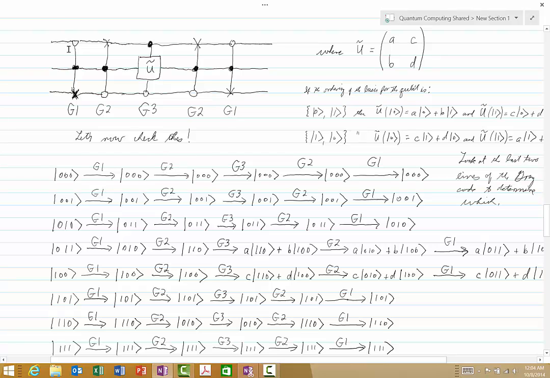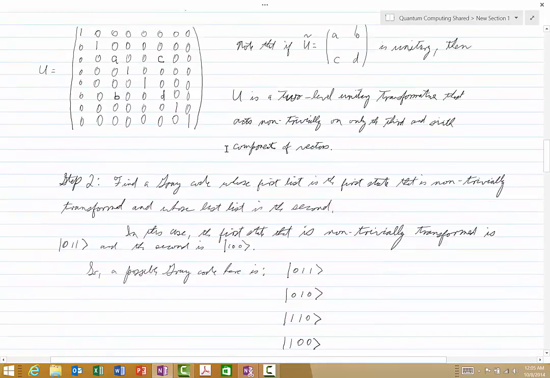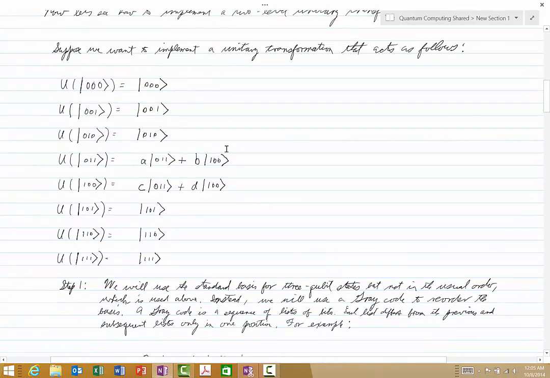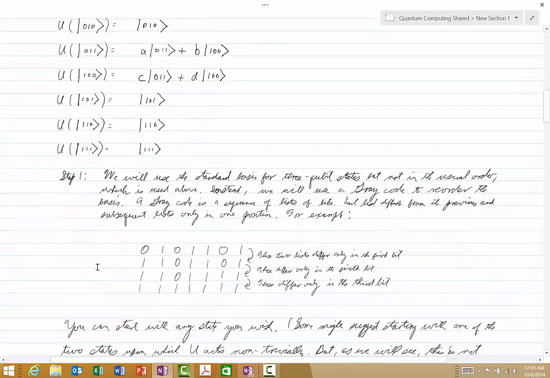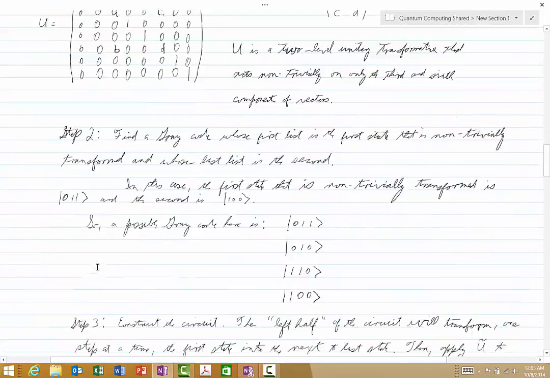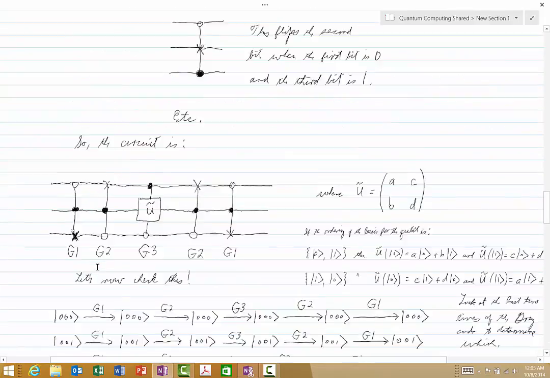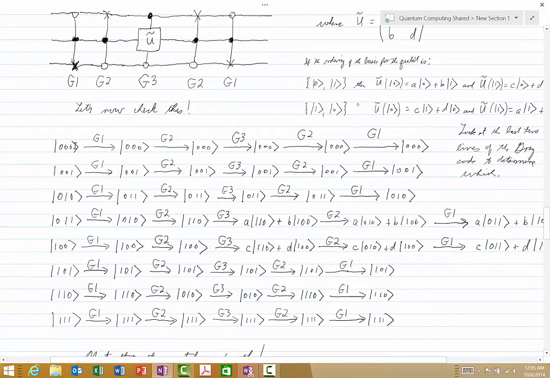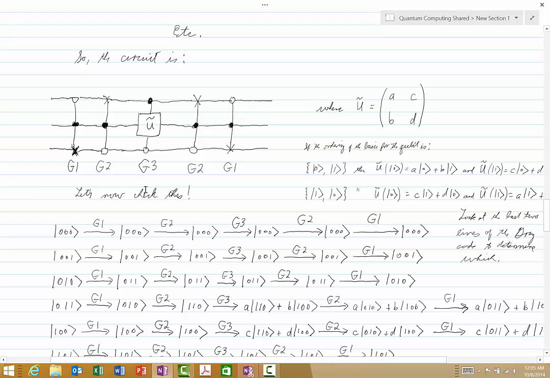What we're claiming is that this whole circuit implements the transformation U that we have right here. To check whether that's right, we'll need to try each one of these states and see what happens to it when it goes through this circuit. So that's what we're going to do here. We're just trying all 8 states and seeing what happens when we put them into this circuit.